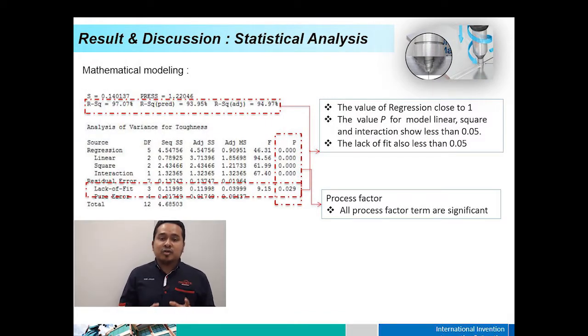This result shows the statistical analysis, the mechanical modeling. The R-squared value is close to 1, and the P value for the model, linear and square, and the interaction are less than 0.05, and lack of fit is also less than 0.01. All the process factor terms are very significant.